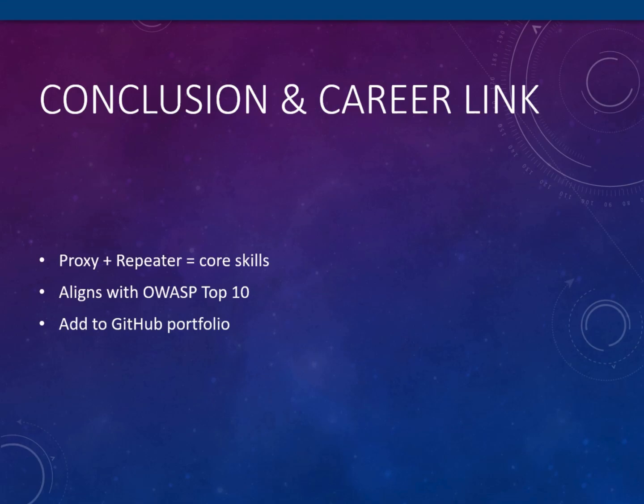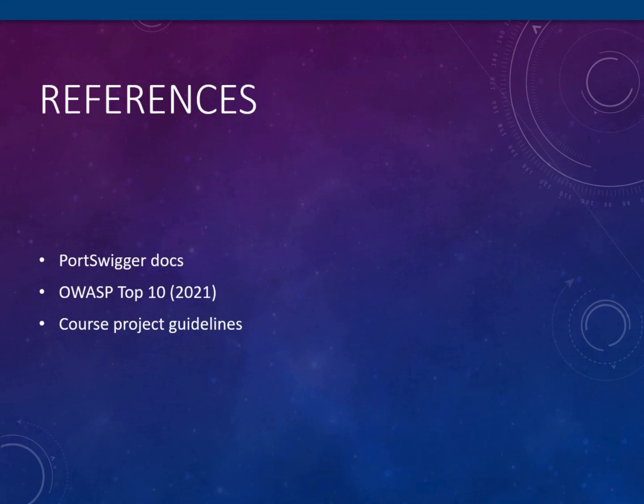And now, time for references. Professional reporting needs proper citations. For the tool mechanics, I referenced PortSwigger's official docs, specifically the April 29, 2025 articles on intercepting traffic and reissuing requests. For risk context, I cited the OWASP Foundation's 2021 Top 10, which still ranks injection in the top 3. Finally, I followed our own IT250 project guidelines for deliverable format and timing. All these links appear in the PDF version of this deck and in the repo's README.